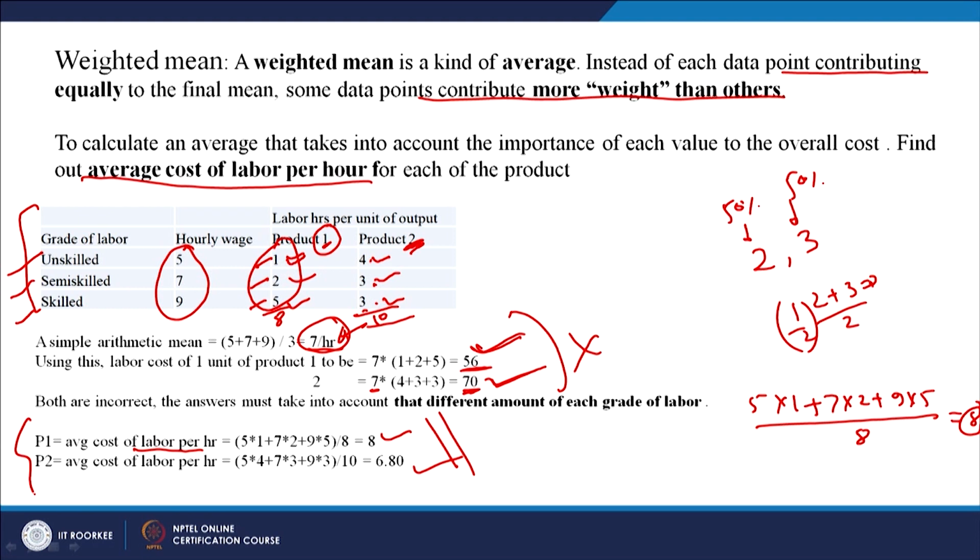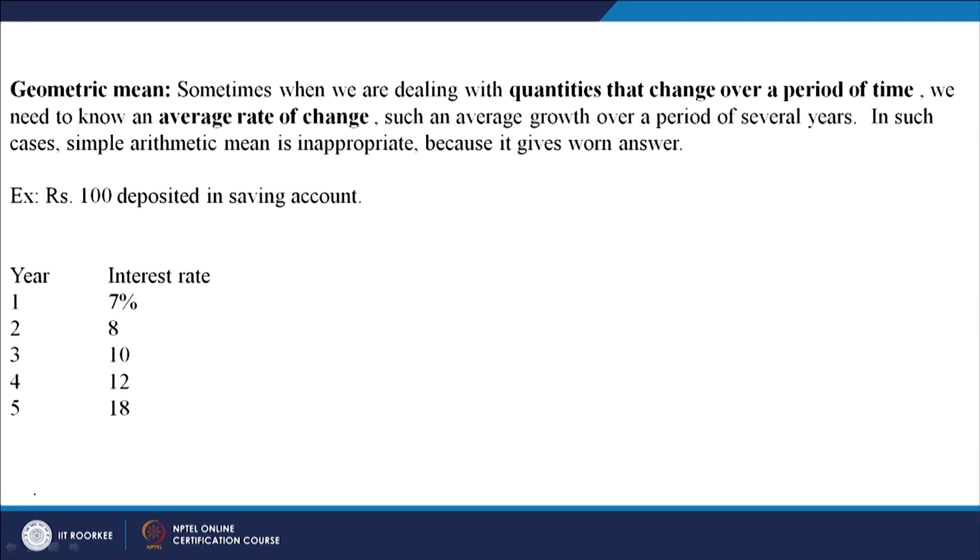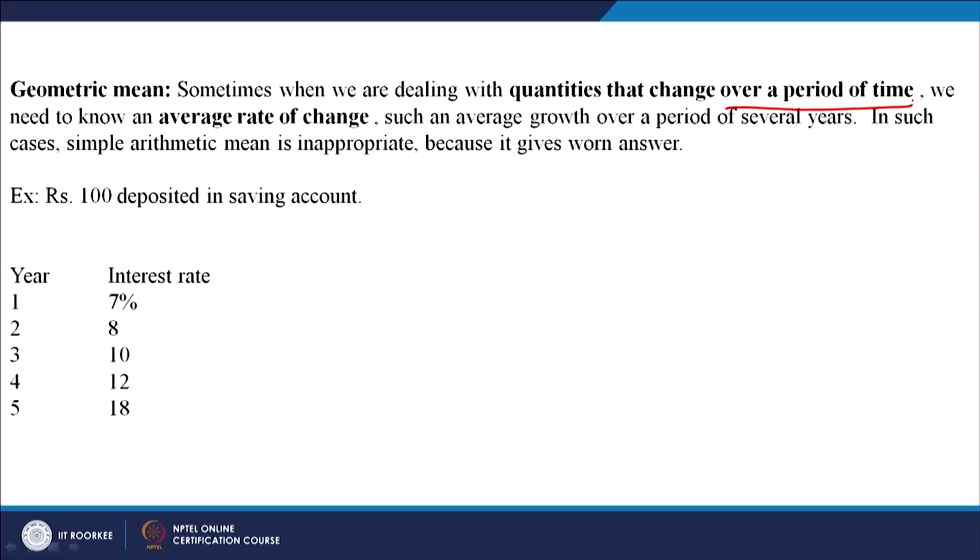Okay. Now, let us move on to another type of mean, called the geometric mean. So far we have seen the arithmetic mean and the weighted mean, right. Now, there are situations where quantities change over a period of time, and when the quantities change, you do not know what exactly the average would be. Of course, you can calculate an average, but would that be correct? Let us take an example.